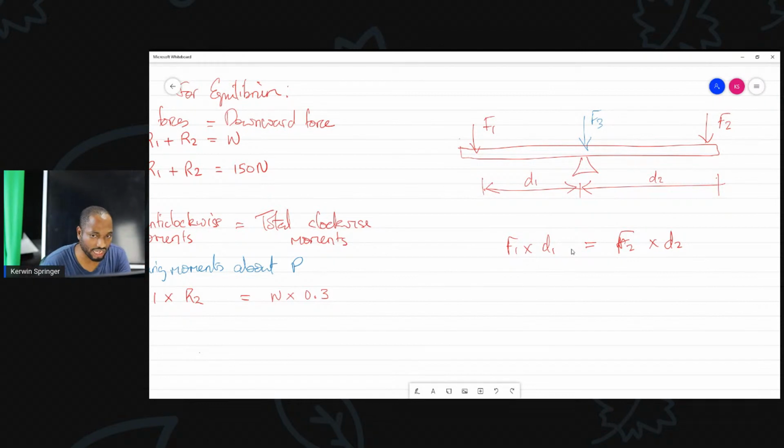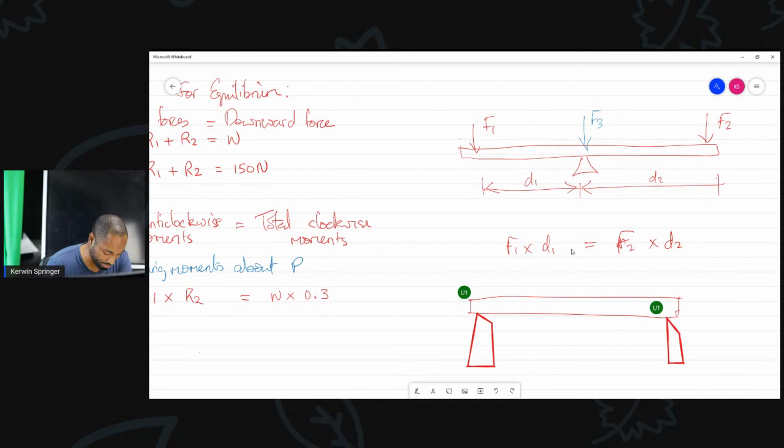Questions like this come up in CXE all the time. There's a question with a bridge and a truck on the bridge. So you'd have to take moments about different pillars. And when you're taking moments about the pillars, the resultant force is not included.